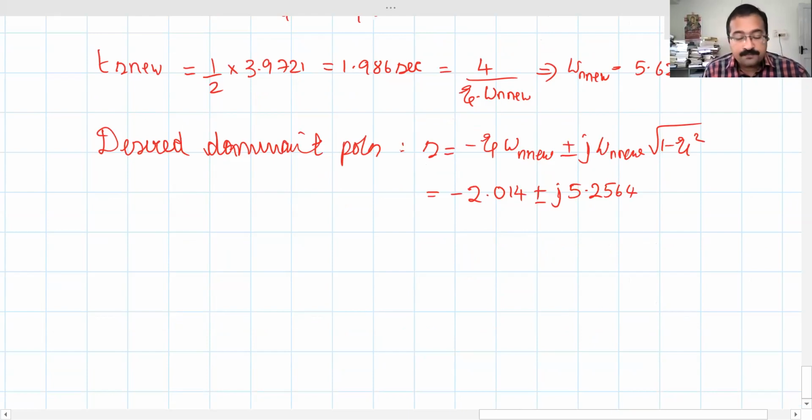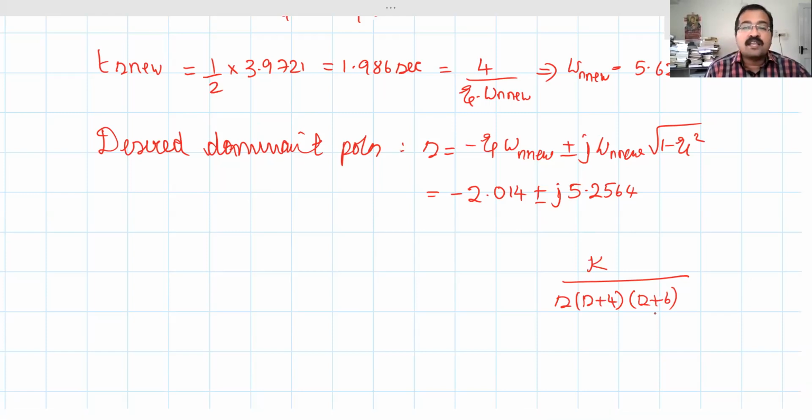Right, so what was our open loop plant? Our open loop plant was K divided by s times (s plus 4) times (s plus 6). When you choose a lead compensator, there is no hard and fast rule. You can keep your compensator zero and pole anywhere you wish. If you fix a particular point for the compensator pole, accordingly you can calculate your compensator zero. So anywhere you can fix.